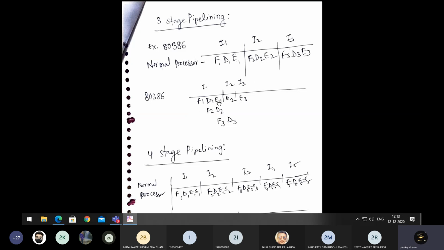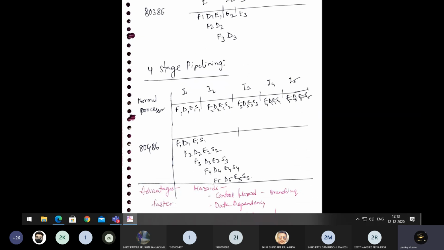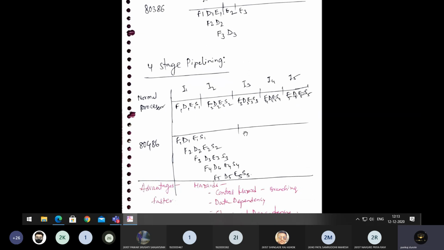Fetching, decoding and execution happen for the first instruction. When the first instruction is in the decoding and execution phase, the second instruction is fetched, decoded and executed. At the same time, when the second instruction is in the decoding phase, the third instruction is fetched, then decoded and executed. For four-stage pipelining, the similar process is repeated.